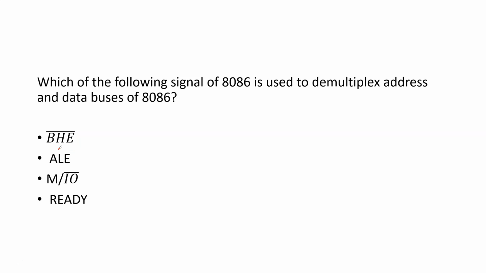Which of the following signals of 8086 is used to demultiplex the address and data bus? To demultiplex, we require the signal called ALE, address latch enable. In order to reduce the number of pins, address and data are multiplexed in the pin diagram of 8086. So to demultiplex, we require the address latch enable signal. So the option is the second option.